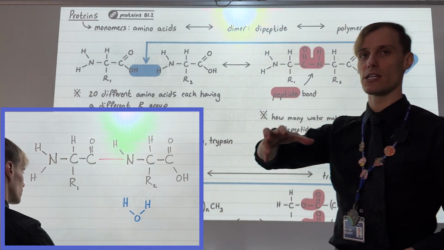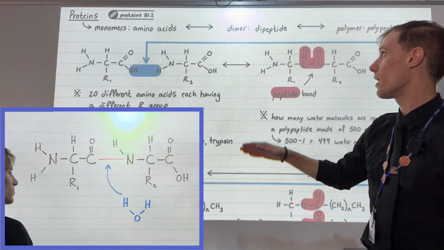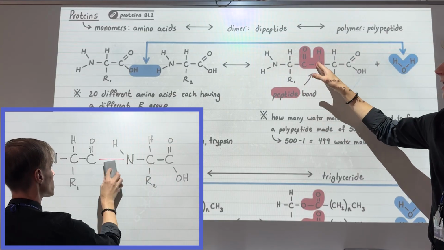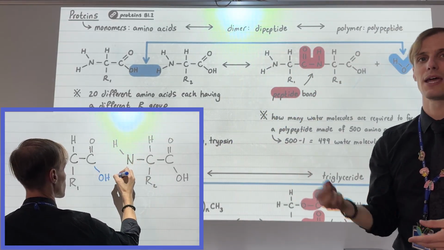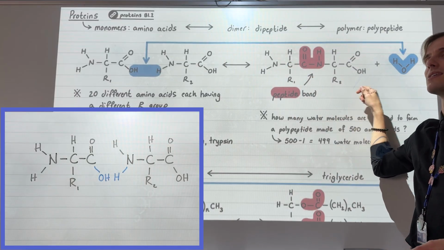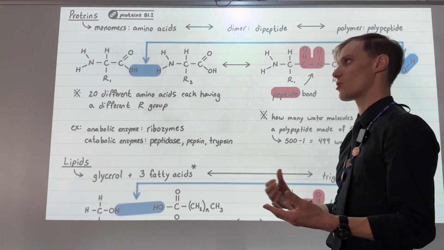So these peptides are always going to form in the same way. Nitrogen, carbon, carbon, nitrogen, carbon, carbon. In fact, I always tell myself this when I'm drawing a polypeptide, NCC, NCC, NCC, because this is the way in which they're going to form.